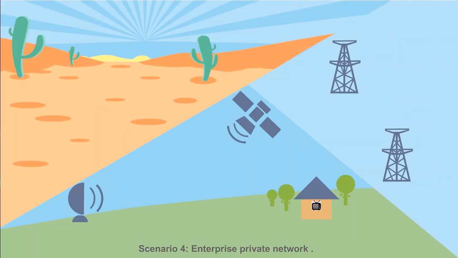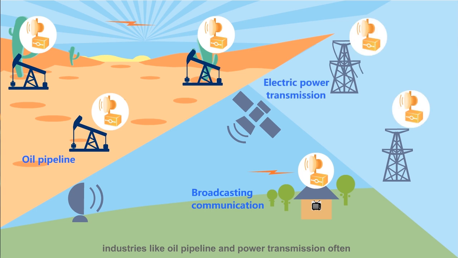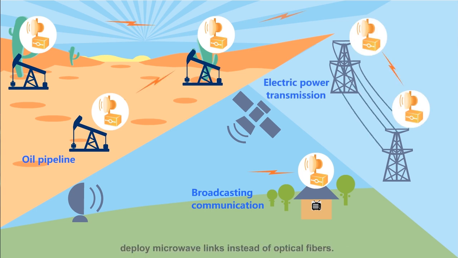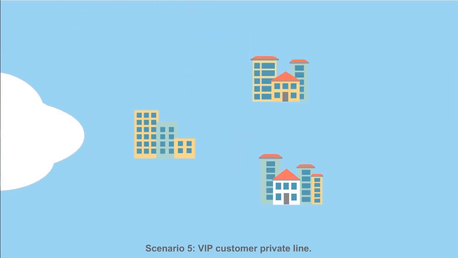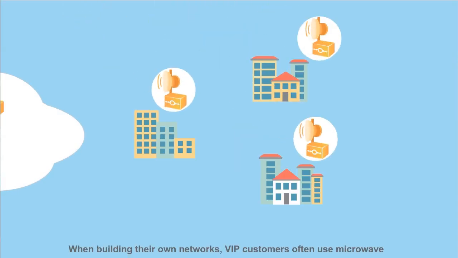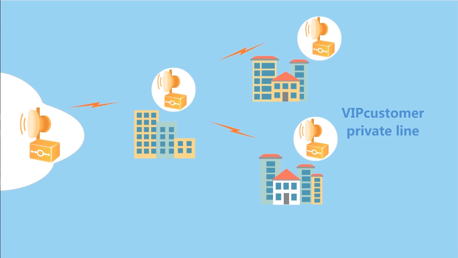Scenario 4. Enterprise private network. With operations that often traverse adverse terrains, industries like oil pipeline and power transmission often deploy microwave links instead of optical fibers. Scenario 5. VIP customer private line. When building their own networks, VIP customers often use microwave to transmit services to carrier networks.